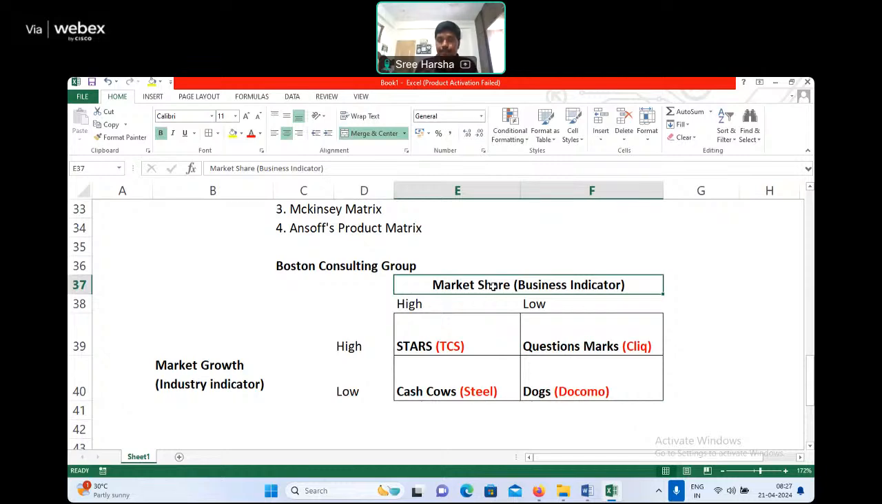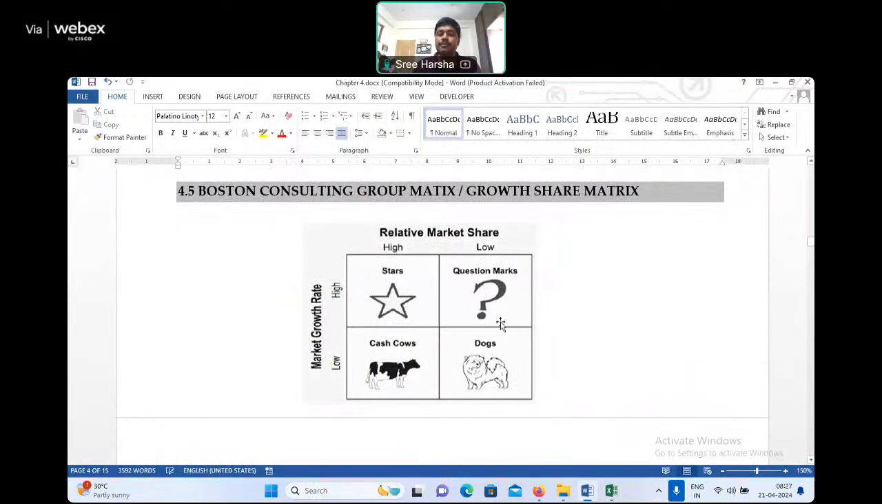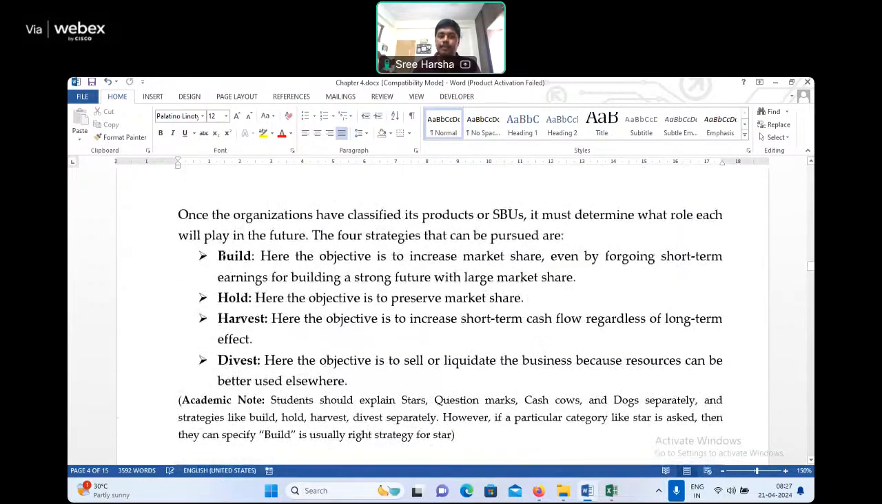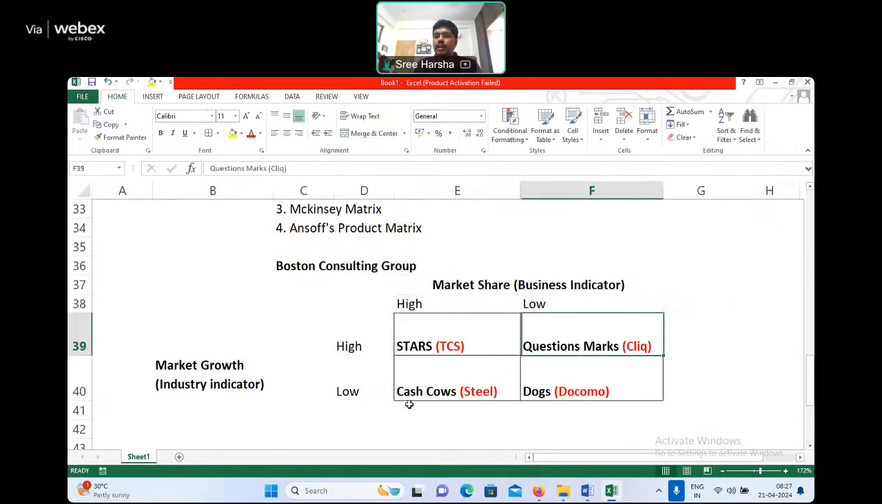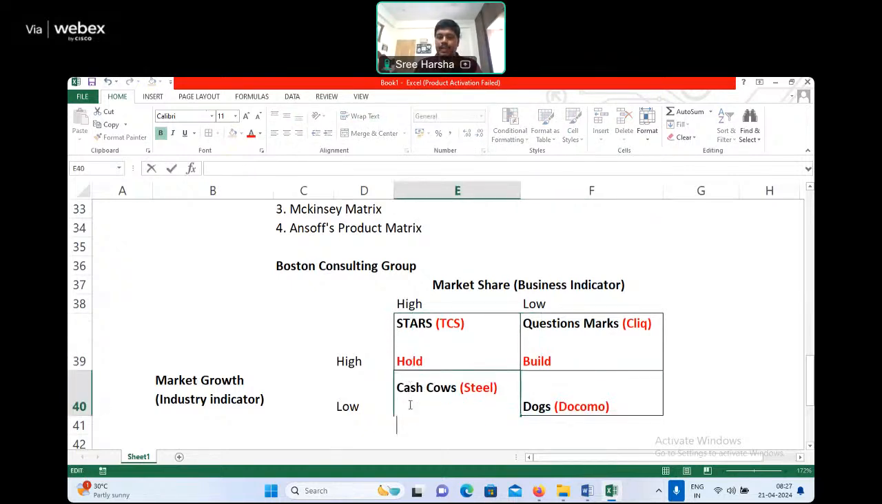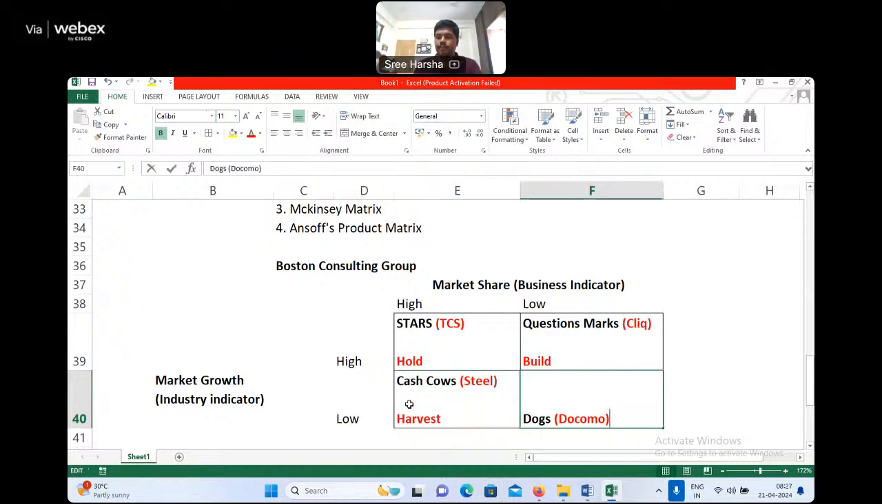Now BCG says 4 different strategies for 4 different businesses. Build, hold, harvest, divest. These are the 4 different strategies which BCG says. For businesses which are in the question mark category, it says build. For stars, it says hold your position at the top. For cash cows, it says harvest. For dogs, it says divest. These are the strategies recommended by the BCG.